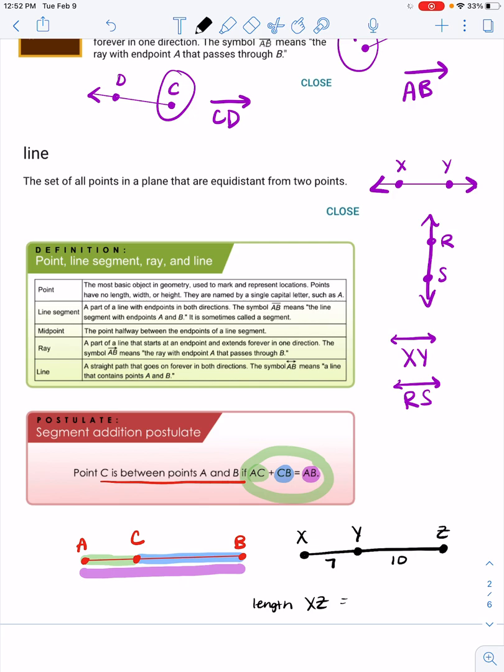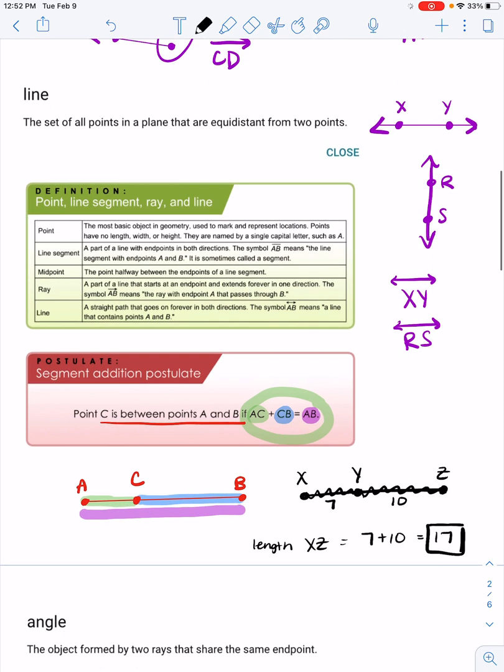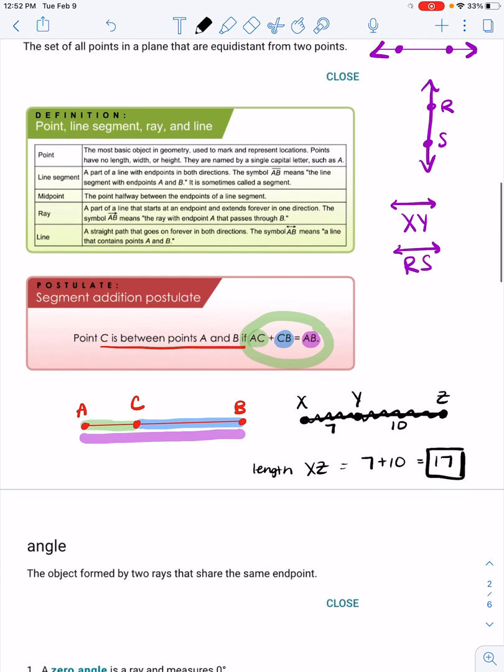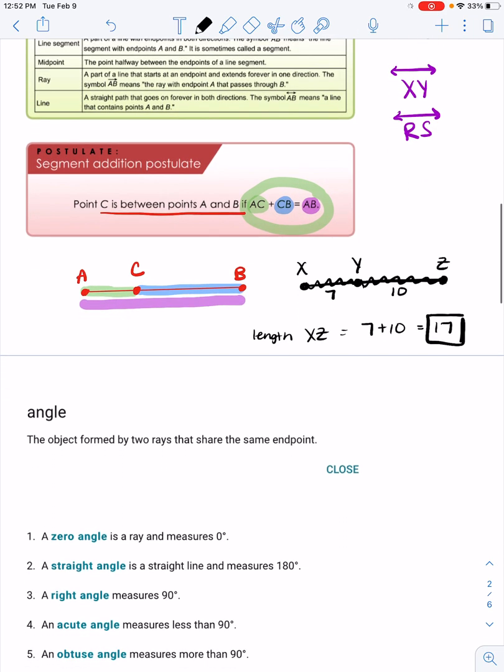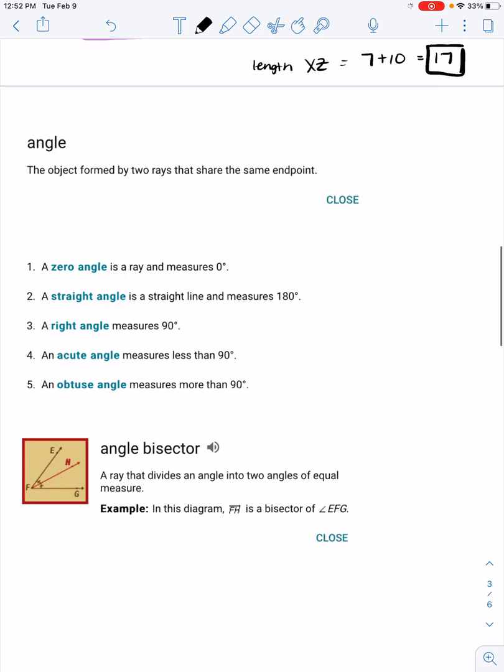So we know that since this little part is 7 and this little part is 10, then I just add them together. So 7 plus 10 would be a total of 17, okay? And that's the segment addition postulate. Okay, so that's kind of the first part of lesson 1.5. So then it moves on to talking about angles.